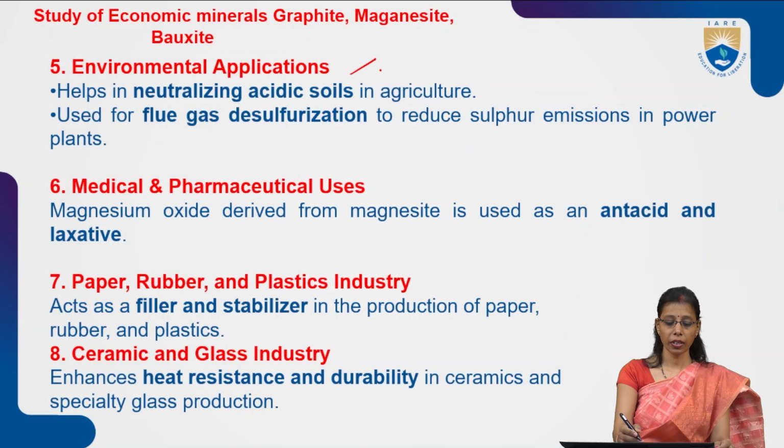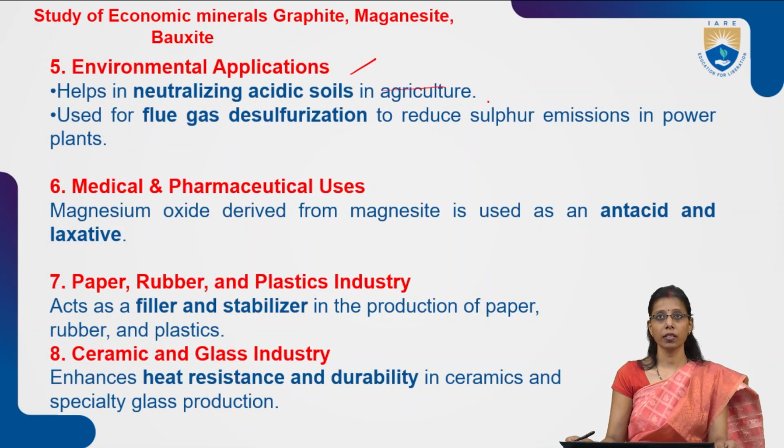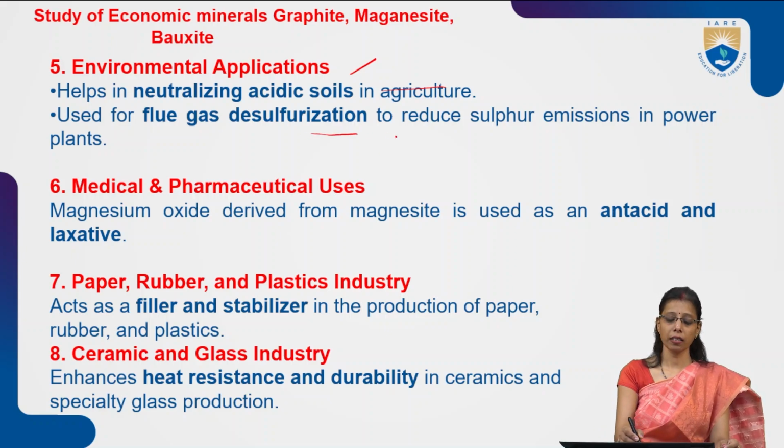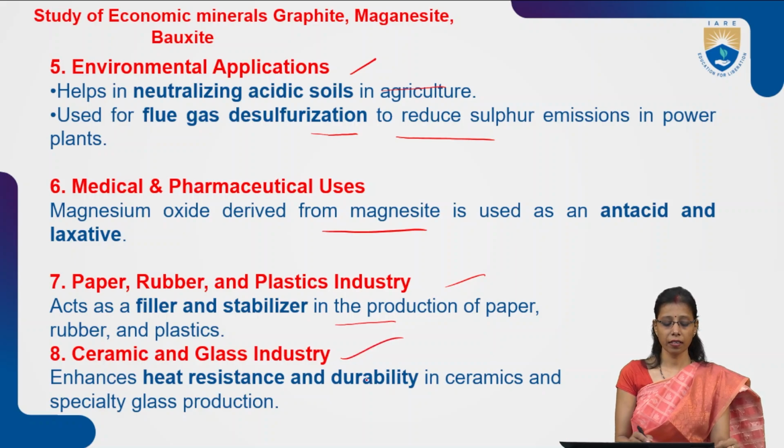When you talk about environmental applications, it helps in neutralizing acidic soils in agriculture, and is used for flue gas desulfurization to reduce sulfur emissions in power plants. For medical and pharmaceutical uses, magnesium oxide derived from magnesite is used as an antacid and a laxative. In the paper, rubber and plastics industries, it acts as a filler and stabilizer. In the ceramics and glass industry, it enhances heat resistance and durability in ceramics, specialty glass production and more.